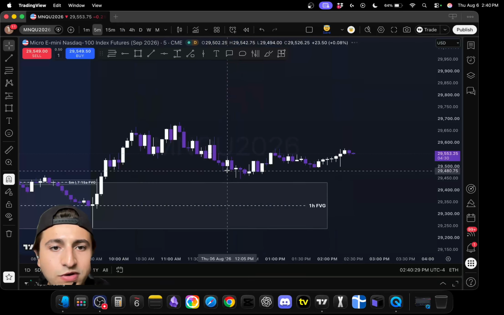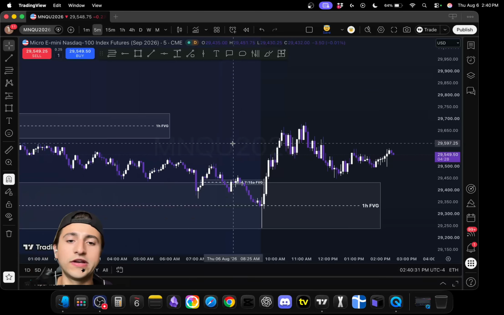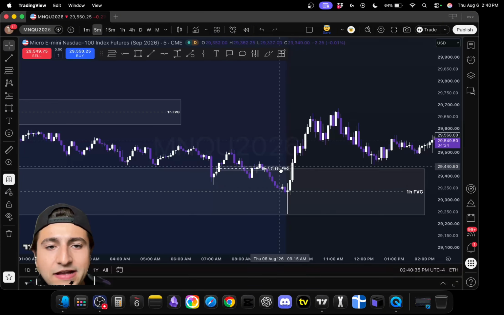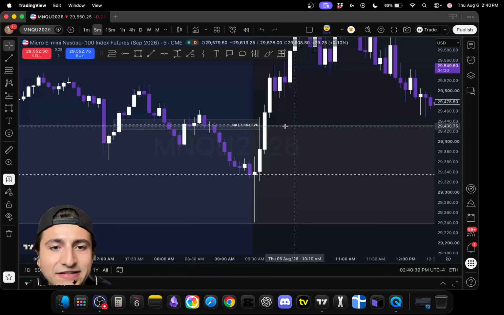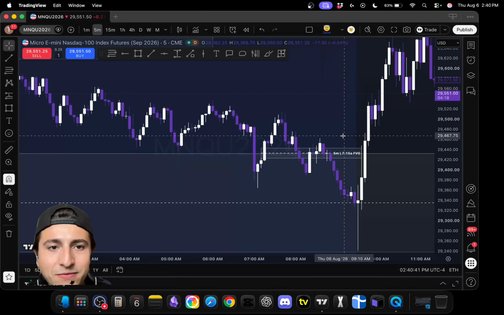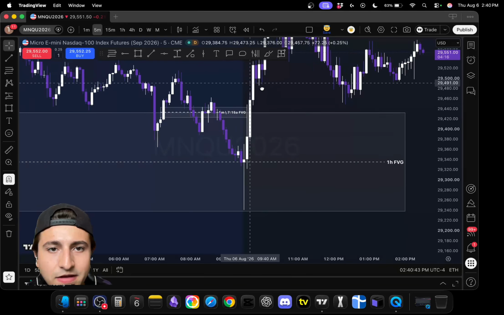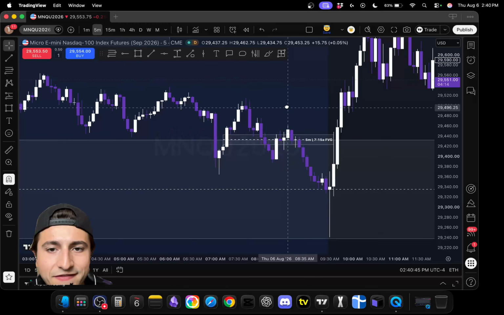So if we drop down to our 5-minute chart, we know to look mainly at 8:59 to 9:10 in my opinion, that's my favorite macro to low-key always trade. So if we zoom in, we have this 5-minute fair value gap that we see into market open at 8:50.